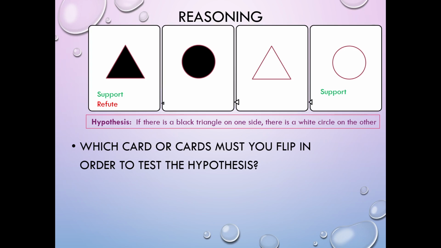So the next most popular, every time, every class wants to flip the black triangle, and then they want to flip the white circle. So if that was your instinct, you're right there with most people.